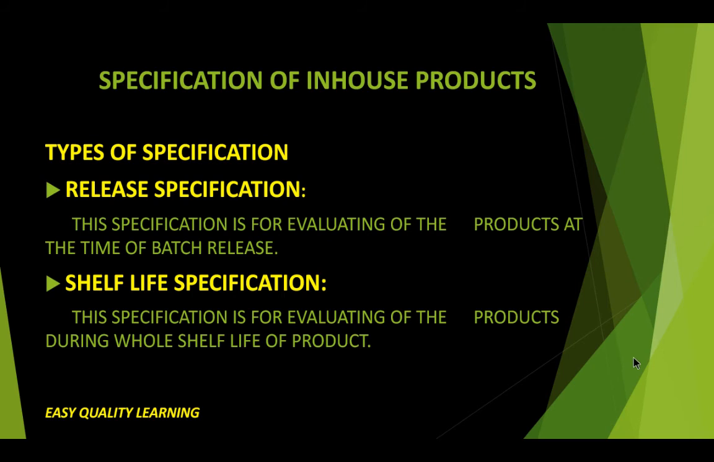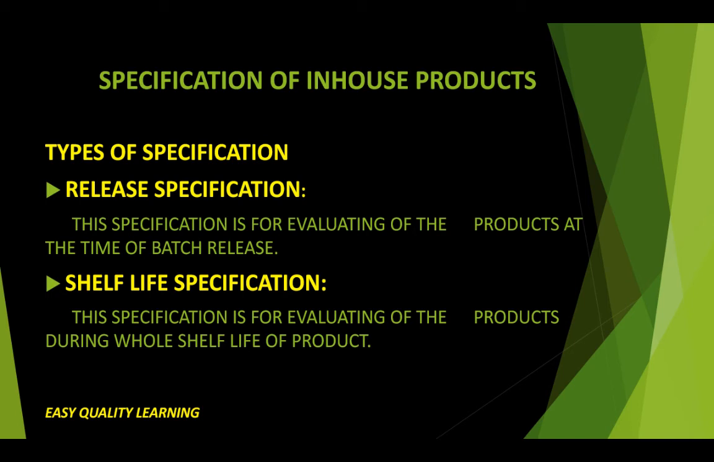Now there are two types of specifications generally used in our pharmaceutical industry. First one is release specification and second one is shelf life specification. Now what is release specification? Release specification is the set of tests which is utilized to evaluate the product at the time of batch release. So when we are going to release the batch, what should be the specification and what should be the limits, it is specified in our release specification.